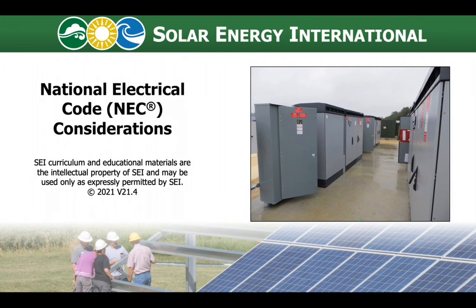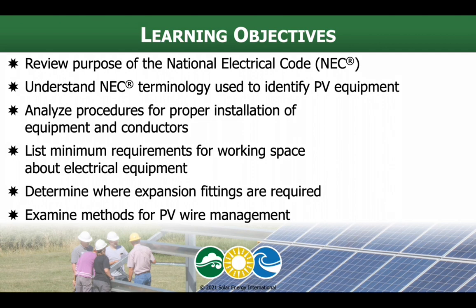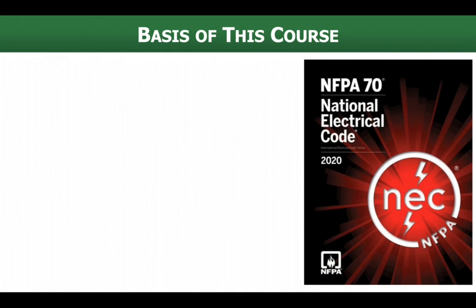Thanks for joining me in this presentation on National Electrical Code considerations as they apply to PV systems. We'll be talking about the purpose of the National Electrical Code, the NEC. We'll certainly dive into some terminology that we'll be using. We will look at proper procedures for installation of equipment and conductors, minimum requirements for working space around electrical equipment. We'll take a look at expansion fittings and when they're required, and we'll finish up talking about methods for PV array wire management.